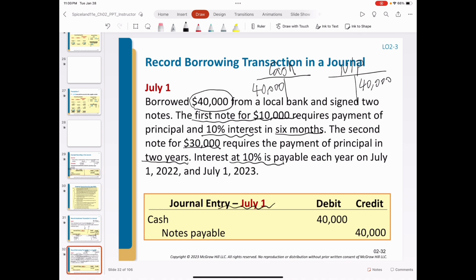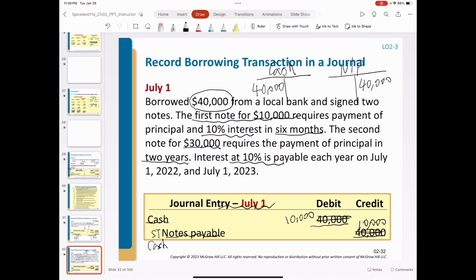On the same day, July 1st, we debit cash $40,000, and credit notes payable, $40,000. I personally prefer to do two different journal entries. One is debit cash and credit short term. ST represents short term. Okay, the first journal entry should be debit 10,000 and then credit 10,000. And you make another journal entry.